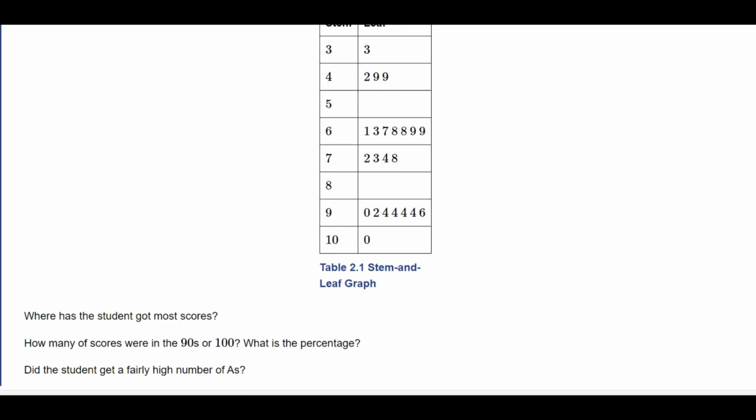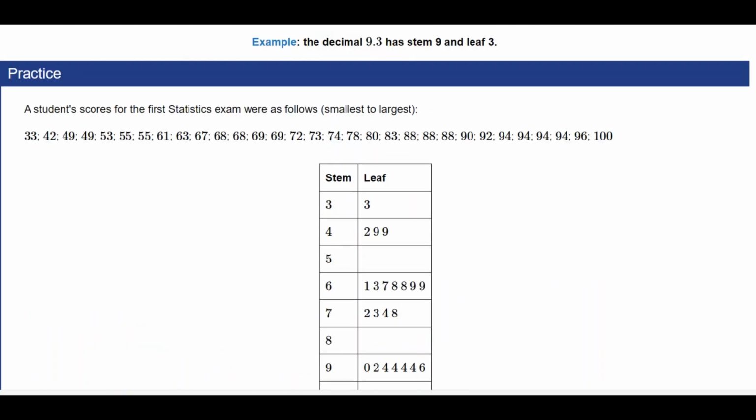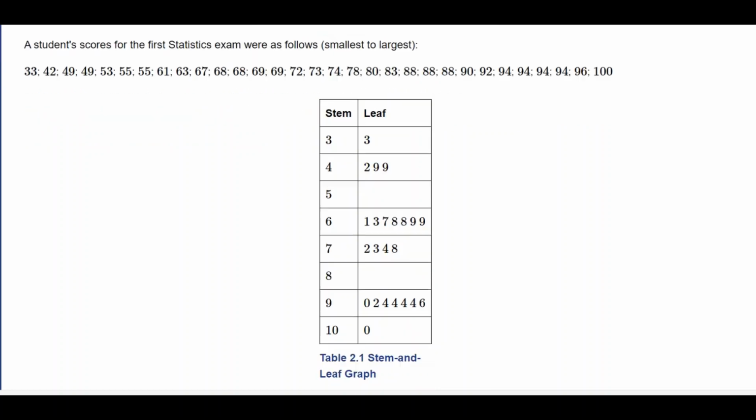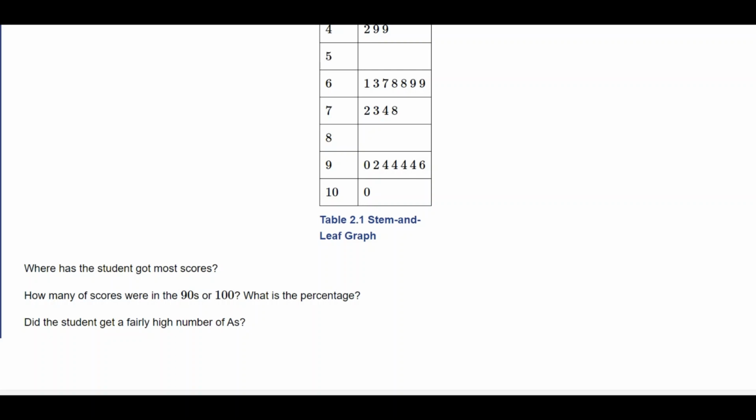Now the second question is, how many scores were in the 90s or 100s? So we have to include all the scores in the 90s and the 100s. Altogether there are 8 scores. And how many are the total scores? You can count from here that there are 31 scores. So if 8 out of 31 are in the 90s or 100s, then this counts as 26% of the scores. And the third question is if the student got a fairly high number of A's. You can see that yes, if 8 out of 31 scores are in the 90s or 100s, then the student has a fairly high number of A's.